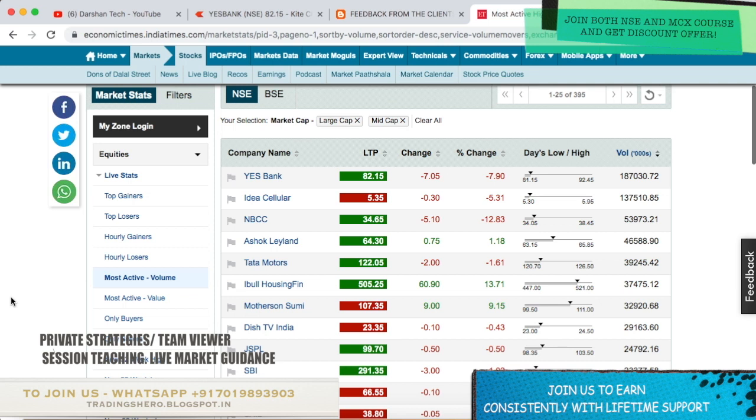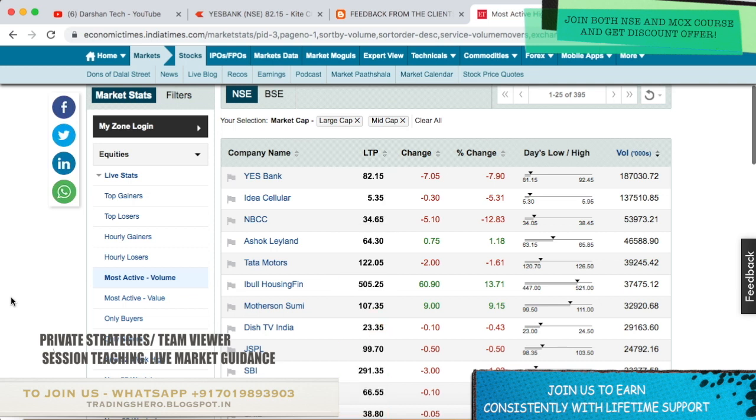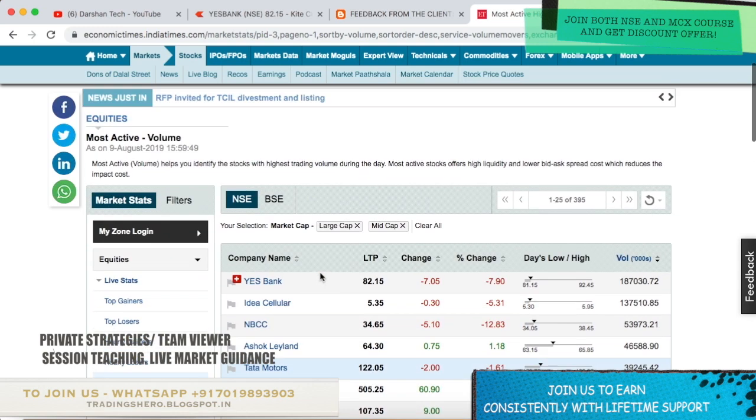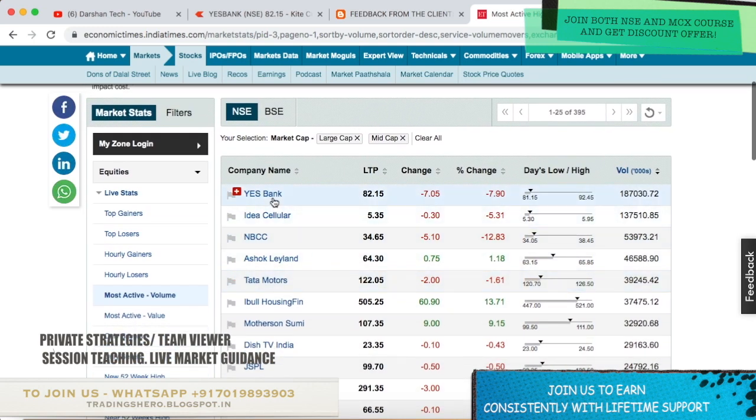Okay, so what you have to do is, you can pick any of the stocks. These are the stocks which are most active by volume. Now you can see there's a lot of list here. You can pick any stock. Okay, now I'll be taking SBI.